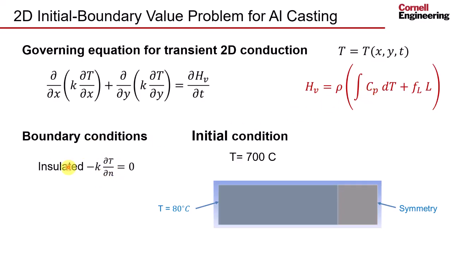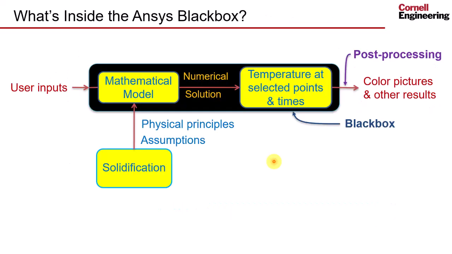And then the boundary conditions for the casting are going to be essentially insulated at these 3 boundaries, and this is an internal boundary. So essentially the gradient of temperature at those boundaries is 0, and then the initial temperature is 700 Celsius. So that gives you an idea of the mathematical model.